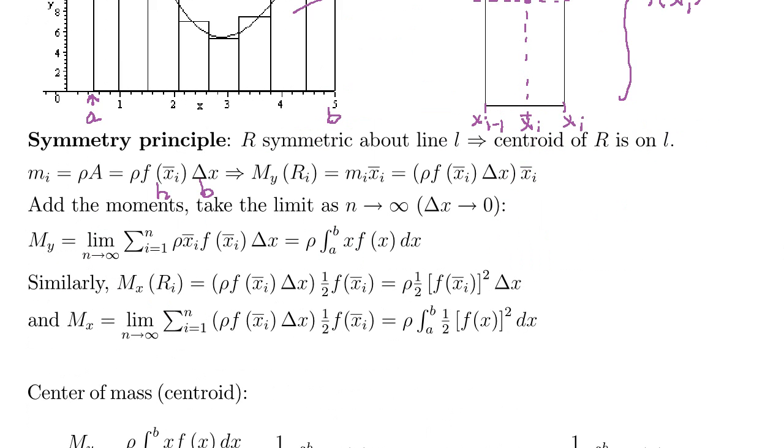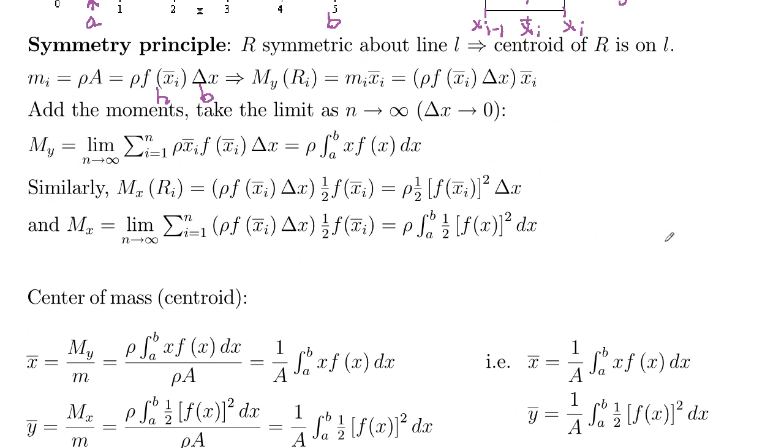And then you can do something similar here with the x moment. The x moment of that region is going to be rho times f of xi bar times delta x. So that's our area times density, which is mass. So this is mass. That's m sub i.